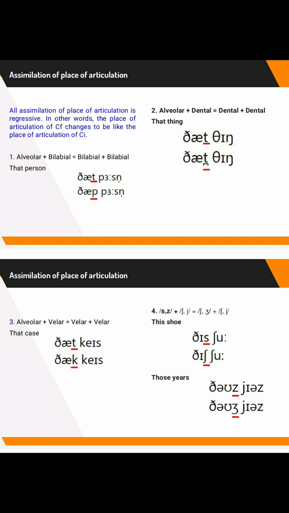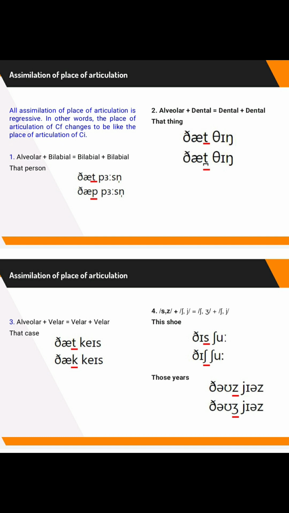Assimilation of place of articulation. All assimilation of place of articulation is regressive, meaning that the place of articulation of CF changes to be like the place of articulation of CI. And we have 4 main cases. 1. Alveolar plus bilabial. If CF is alveolar and CI is bilabial, the alveolar CF changes to be a bilabial consonant, just like the bilabial CI. As in, that person becomes that person.